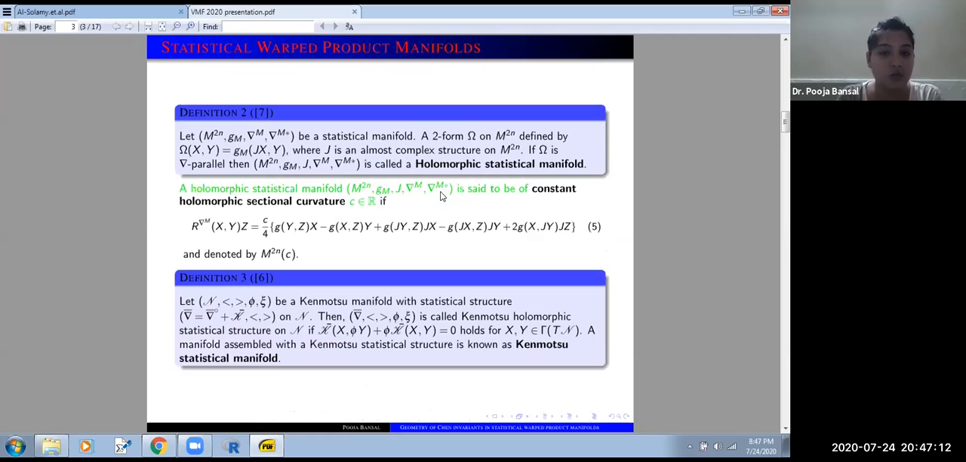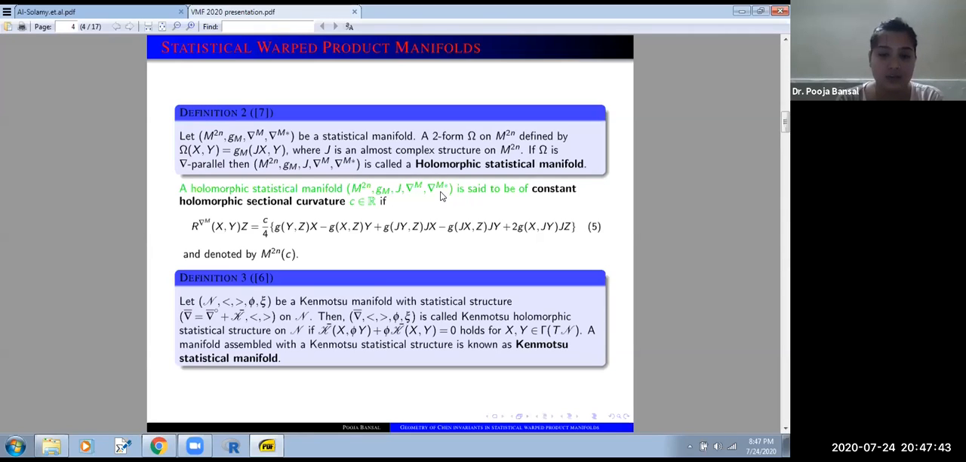The next definition is for a holomorphic statistical manifold. Let M be a 2n-dimensional statistical manifold, and a two-form Ω on M defined by Ω(X,Y) = g(JX,Y), where J is the almost complex structure on M. If this Ω is ∇-parallel, then our manifold M is called a holomorphic statistical manifold. This holomorphic statistical manifold is said to be of constant holomorphic sectional curvature c if it holds equation 5.